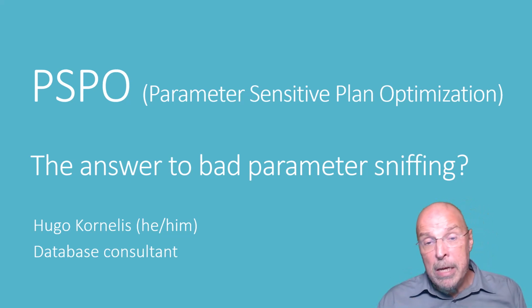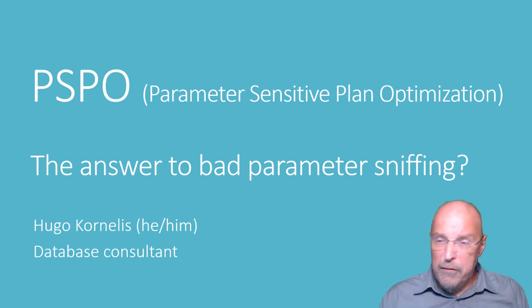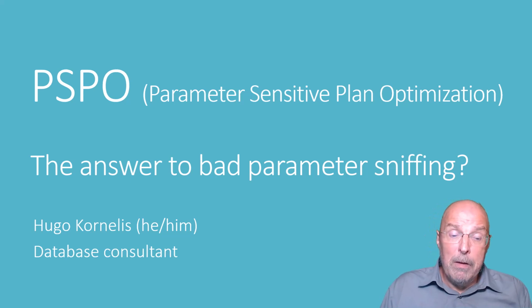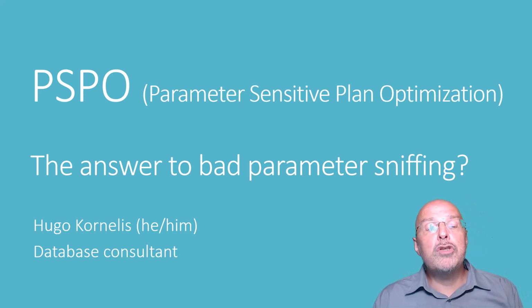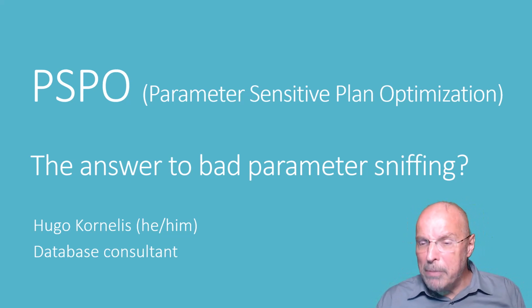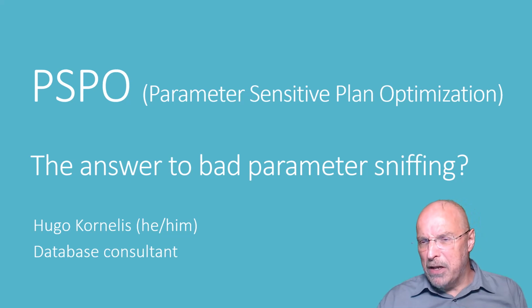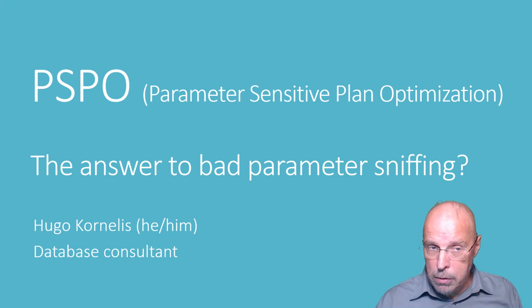This is the first. Here I'm going to talk about parameter sensitive plan optimization, a feature that was introduced in SQL Server 2022 to try to address bad parameter sniffing issues. Let's watch to the end of the video before we conclude whether it is the answer to bad parameter sniffing. Spoiler, it isn't.